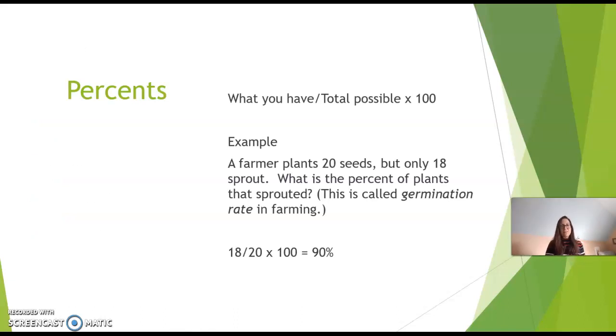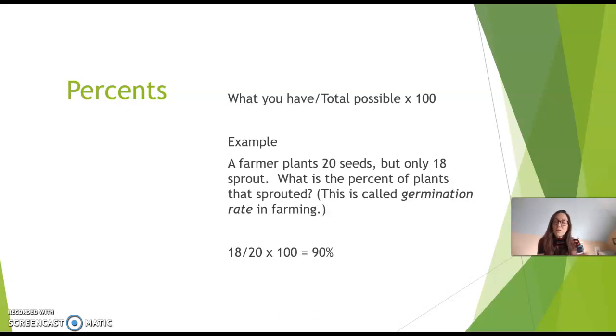Okay, so let's look at some procedures here. Percents, how to calculate percents. This is important for a variety of reasons, and we're going to look at germination rate. So a way to think of percent is what you have divided by the total possible amount of what you could have, times 100. So an example of this is when a farmer plants 20 seeds, say, and only 18 of them sprout. We want to know the percent of plants that sprouted. This gives us the germination rate.